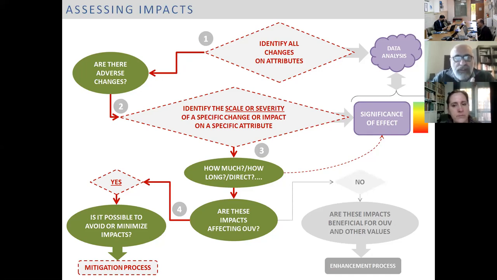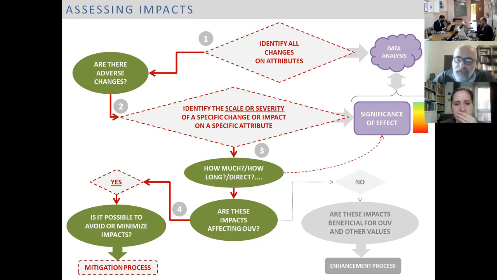we have to ask ourselves which are the adverse changes. This should be separated into two different steps. Identifying the changes doesn't mean that you have to identify the severity of these changes at the same moment. It could be a second step. And during this second step, identifying the scale of severity of the specific change or impact on a specific attribute, you are highlighting the significance of the effect. As we have seen for the significance of the heritage place, understanding the relationship between the different attributes and different values, we are going to describe the significance of the effect.